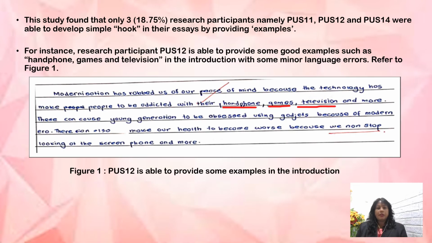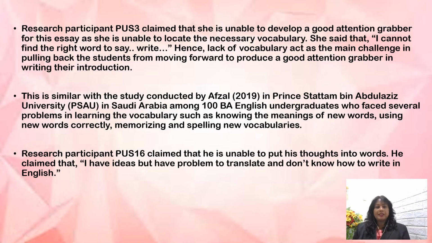This study found that only 3 research participants were able to develop a simple hook in their essay by providing examples. Research participant PUS3 claimed that she is unable to develop a good attention grabber as she cannot find the right word to say. Hence, lack of vocabulary acts as the main challenge in pulling back the students from moving forward to produce a good attention grabber in writing their introduction.